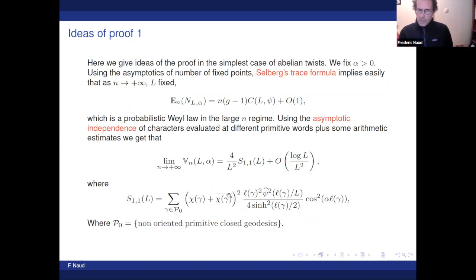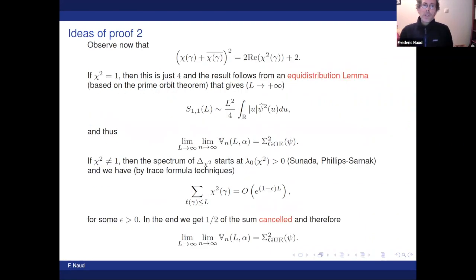The key thing here is the presence of characters, which will change the asymptotic in the end. I'm doing the proof in the simplest case where you have abelian characters. Okay? So if chi square is equal to 1, then this guy is just 4. It's a constant. You just need to use the prime orbit theorem, do some summation by parts and take some limits. And you can compute the asymptotic of this diagonal contribution, which is really L squared over 4 times this integral that we have seen in the GOE computation. And thus, in the end, you recover the variance of the GOE model.